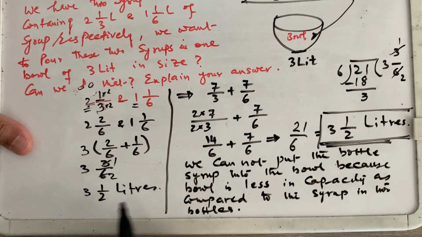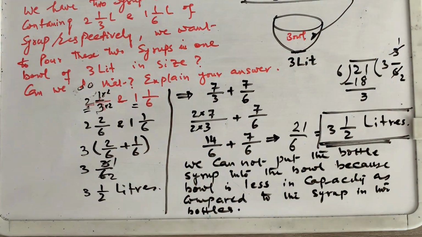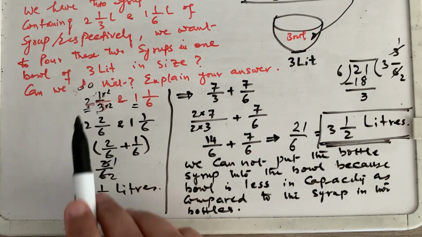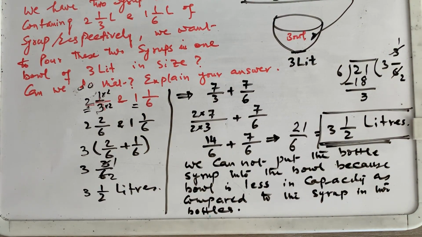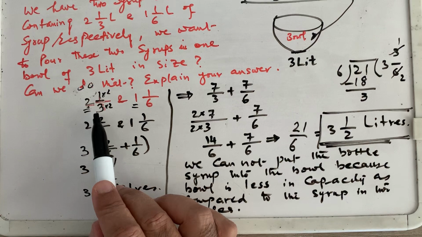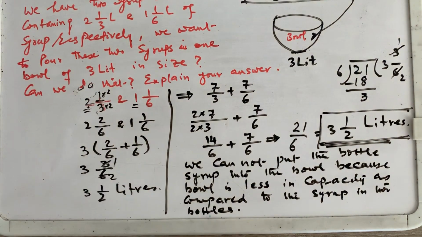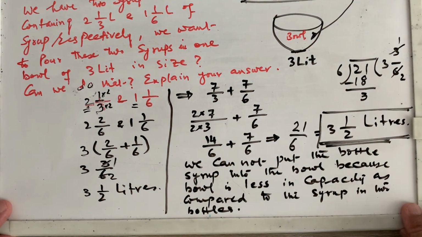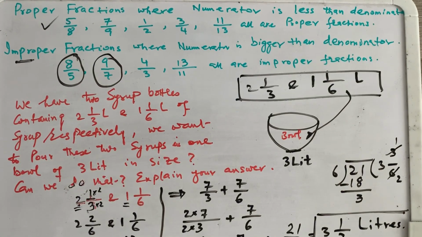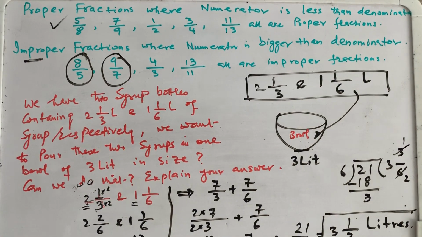Again, the same thing. Some students are more comfortable converting it first and then doing the math, or we can do it either way, where we add the whole numbers and only work on the proper fraction. For the proper fraction part, we make a common denominator, and then we add those parts and add the whole numbers together. So in both cases, we get the same answer, 3.5 liters, and the same reasoning. We cannot put these two bottles of syrup into the bowl because the capacity of the bowl is not enough to hold that syrup, right?